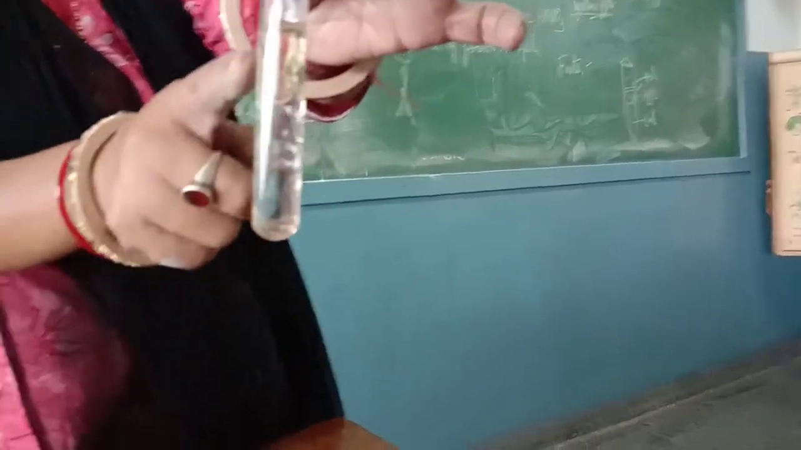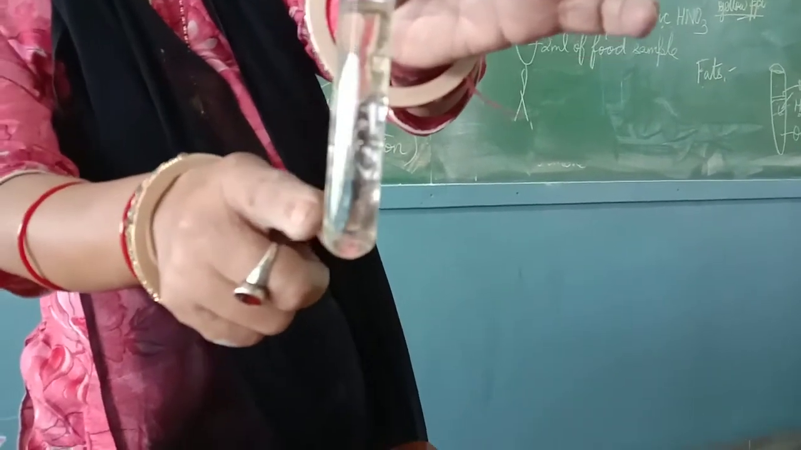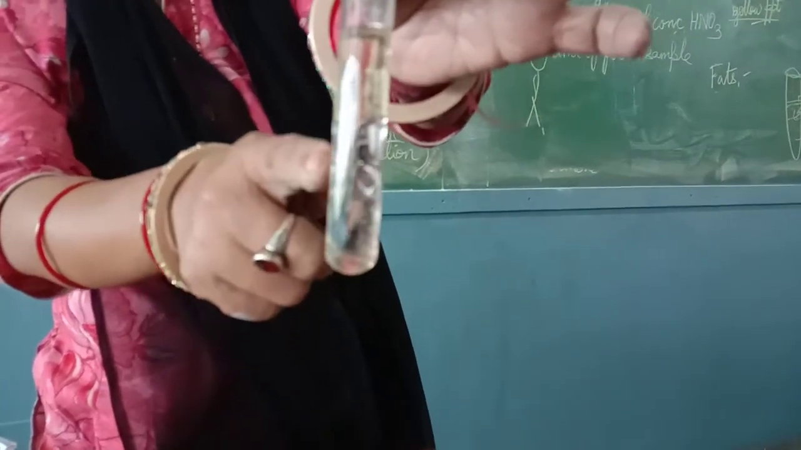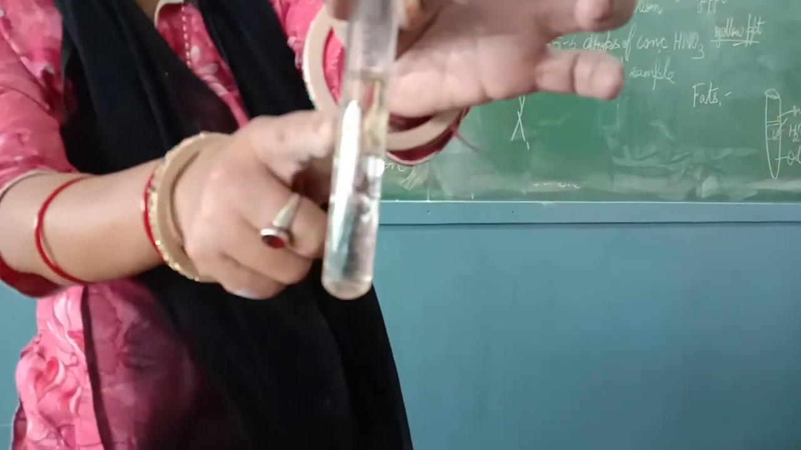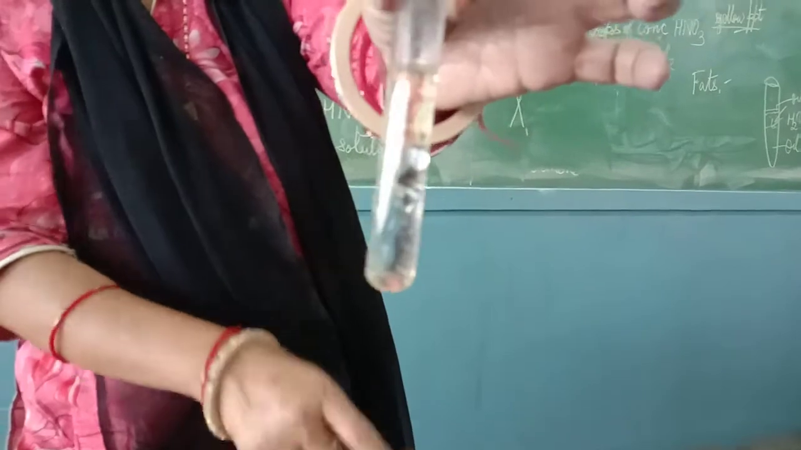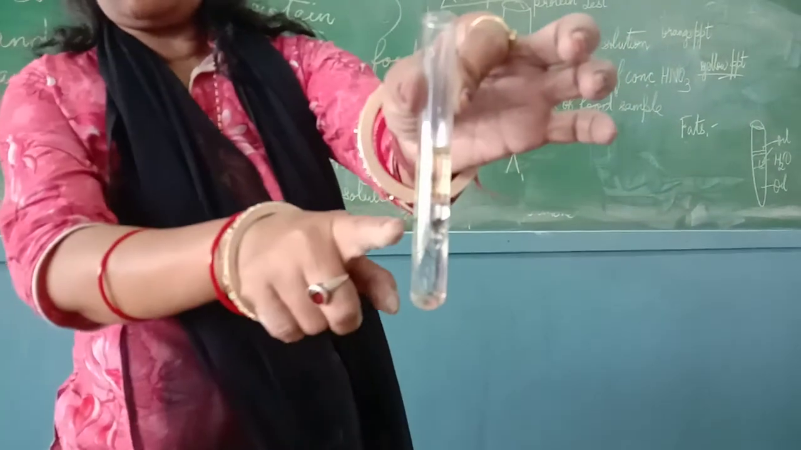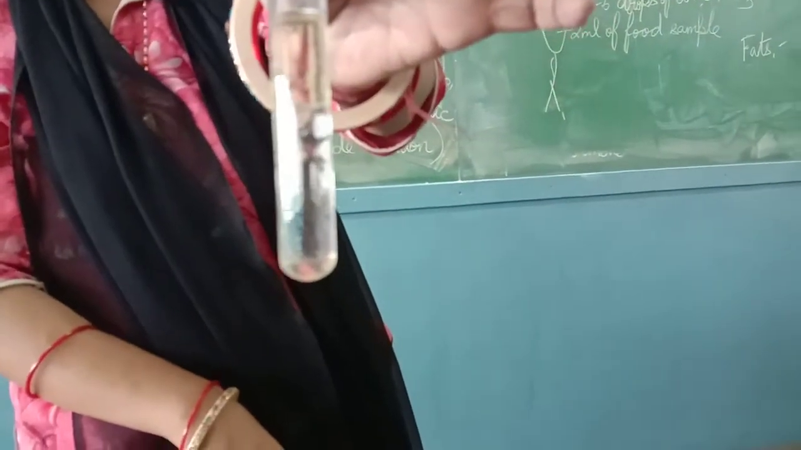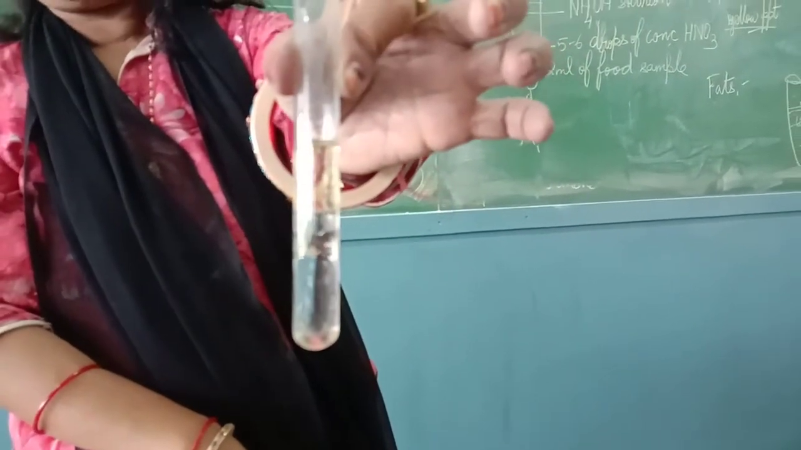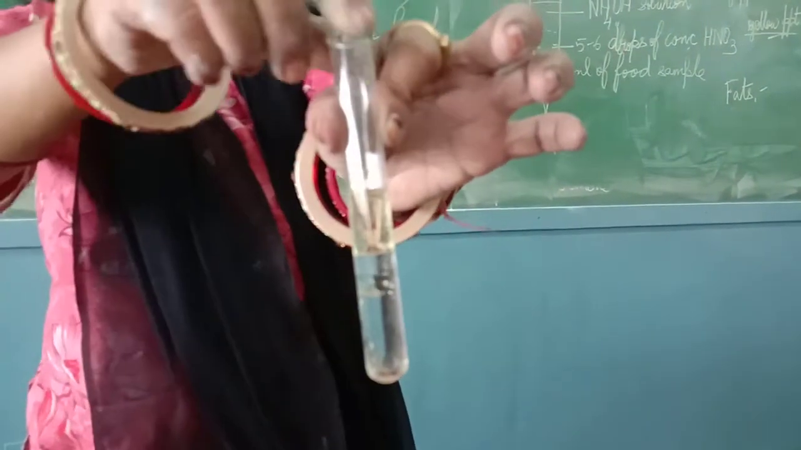Since oil does not dissolve in water, when you add water to it, you can find the oil coming up to the surface and getting collected there. So this test is called the water solubility test. Water gets collected below and the oil is seen on the surface of the water. So this is the test for fats.